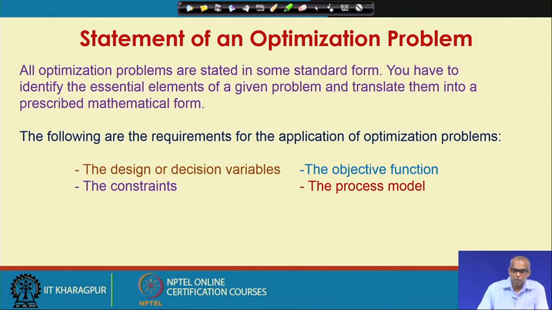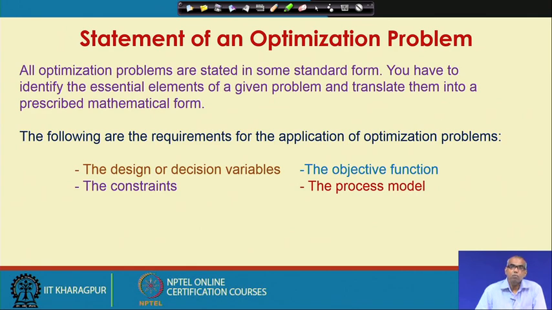All optimization problems are stated in some standard mathematical form. You have to identify the essential elements of a given problem and translate them into a prescribed mathematical form. The following are the requirements for the application of optimization problems: the design variables or decision variables, the objective function, the constants, the process model.